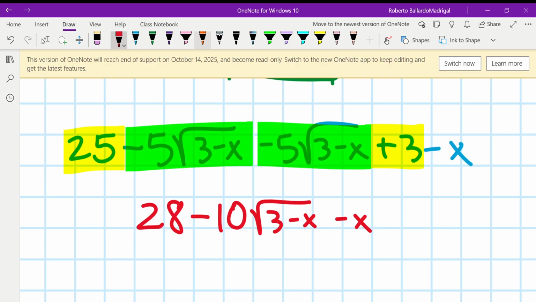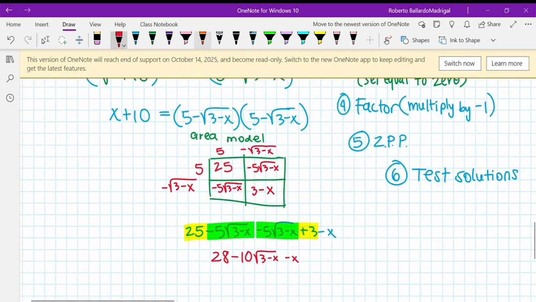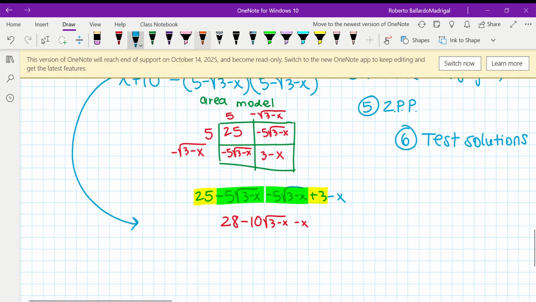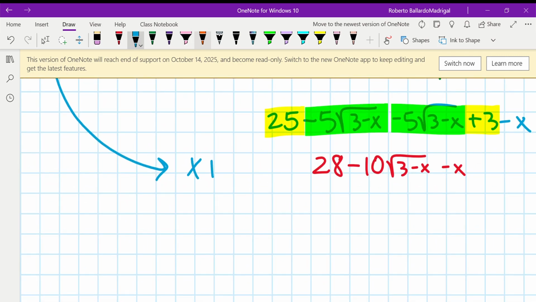All right. We're doing okay so far? Okay. Let me zoom out real quick. I'm going to bring this down now so that we can have our statement. X plus 10 is supposed to equal all that stuff right there.